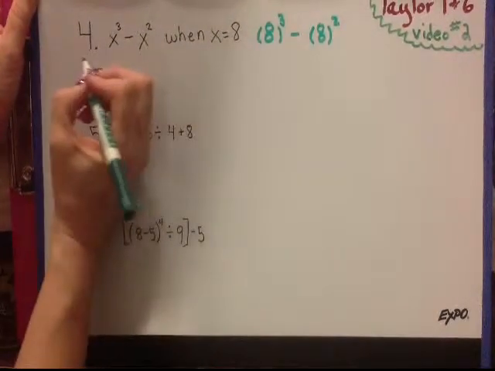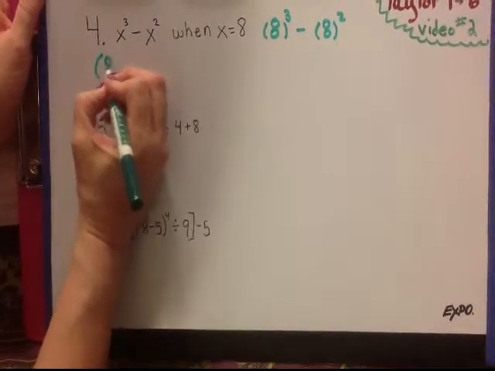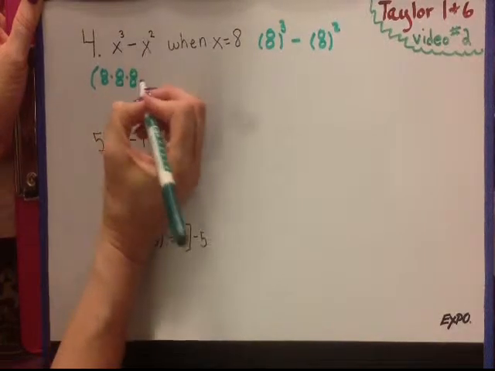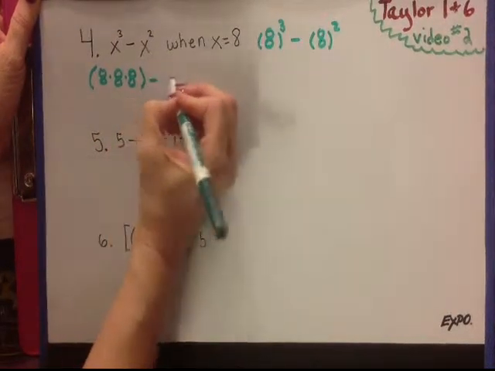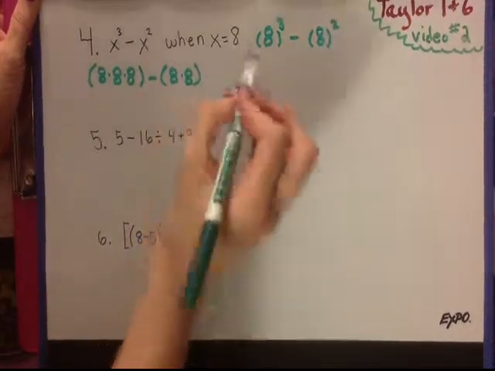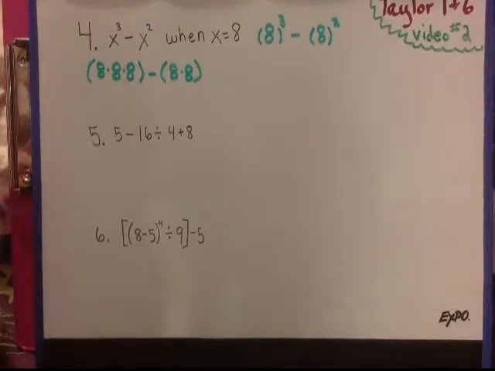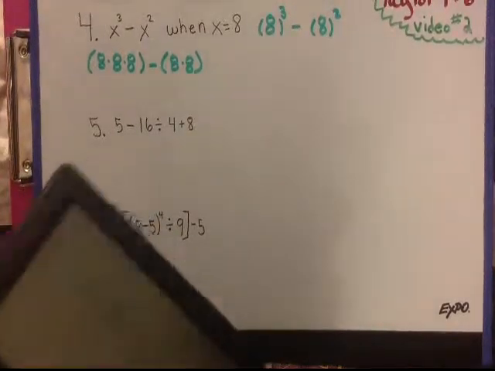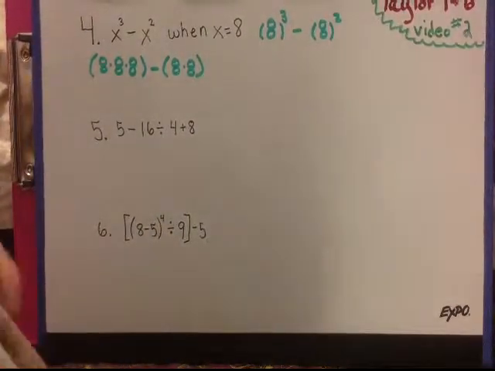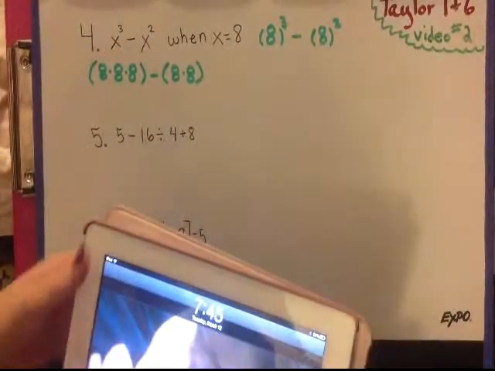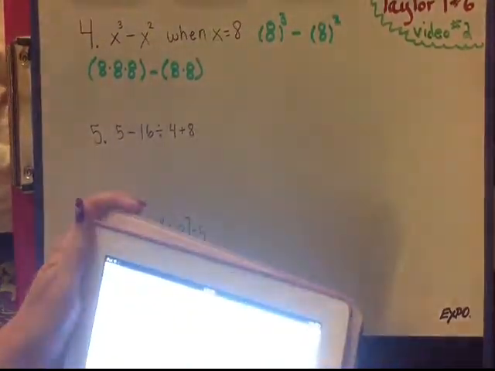All right, so what we're really going to be saying is 8 times 8 times 8 minus 8 times 8. All right, so 8 times 8 times 8 minus 8 times 8. I'm going to grab my calculator from my iPad because I know that 8 times 8 is 64, but I don't know what 8 times 8 times 8 is.